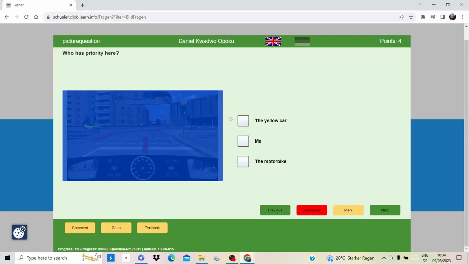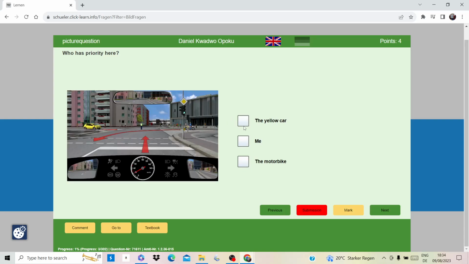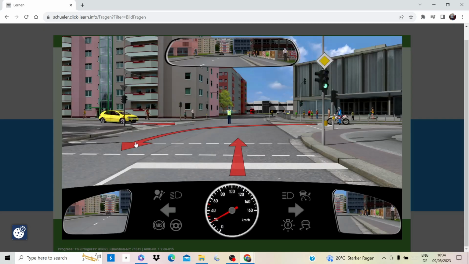In this case, who has priority? It is the yellow car. The yellow car has priority. Why? Because he is moving straight ahead. This motorbike doesn't have priority because it is turning left, and I am going straight ahead. So the only vehicle that has priority in this situation is the yellow car. He's going straight.